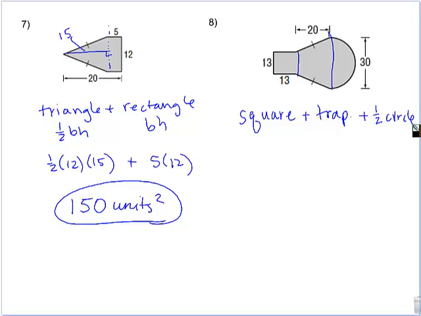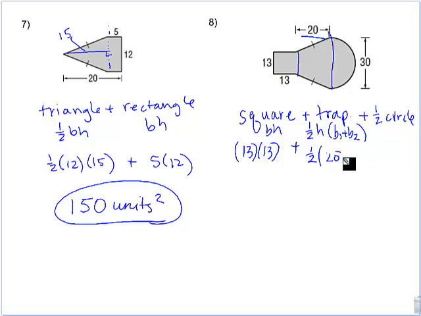Okay, so let's start with the square. How do we find the area of the square? 13 times 13. Base times height. Trapezoid: half the height times base 1 plus base 2. So 1/2 times 13. What's the height? The height here would be this 20. Base 1 and base 2? 13 plus 30. Yep, 13 plus 30.